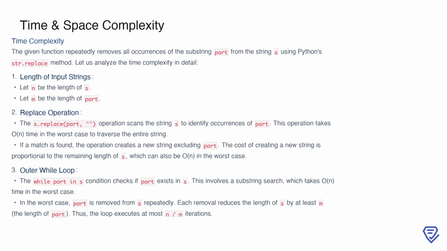The function also uses a while loop with the condition while part in S, which involves a substring search. This search takes O(n) time in the worst case. Importantly, the loop iterates as long as part is found in S, and each iteration removes part from S, reducing its length by at least m. This means the loop executes at most n/m iterations in the worst case, depending on how many times part appears in S.